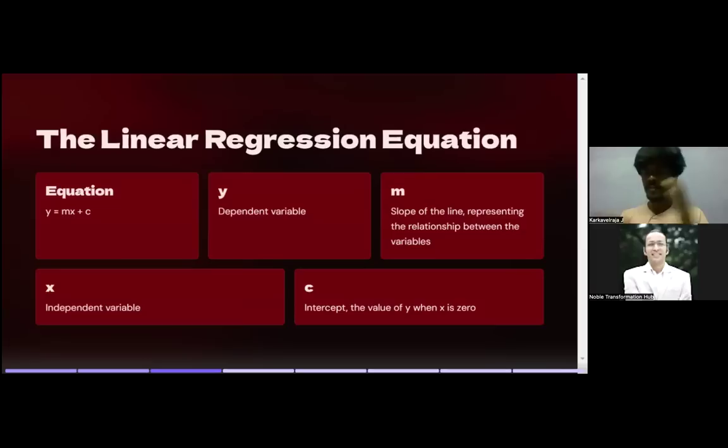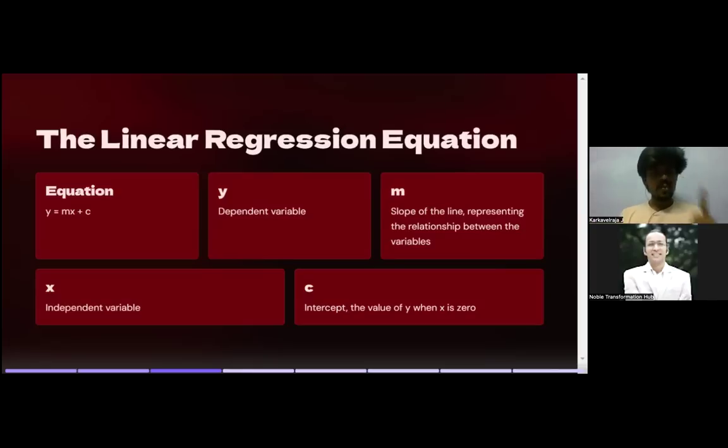Y is equal to mx plus c. That is the formula, and that is what linear regression does. Whether you believe it or not, that is what linear regression is. We scatter the data points and fit a line. In order to predict, we try to make the line cover all the data points. That's the only thing.